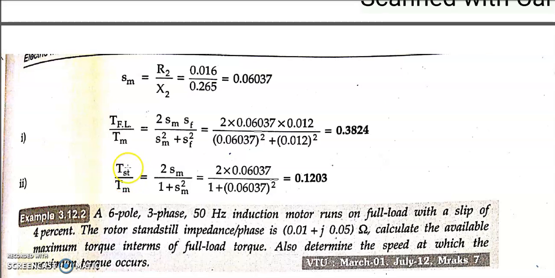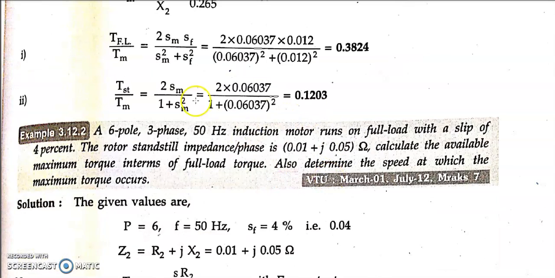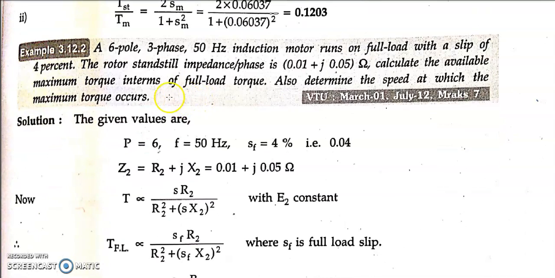So next is starting torque and maximum torque. Again the formula is the same, only you replace SF by 1. If you replace SF by 1, it means 2 SM into 1, that is 2 SM, over SM square plus 1 square, which is again 1 plus SM square. So replace SF by 1 and you'll be getting the starting torque to maximum torque ratio. Again substitute the SM value already calculated here, and you'll be getting the starting torque to maximum torque ratio as 0.1203.